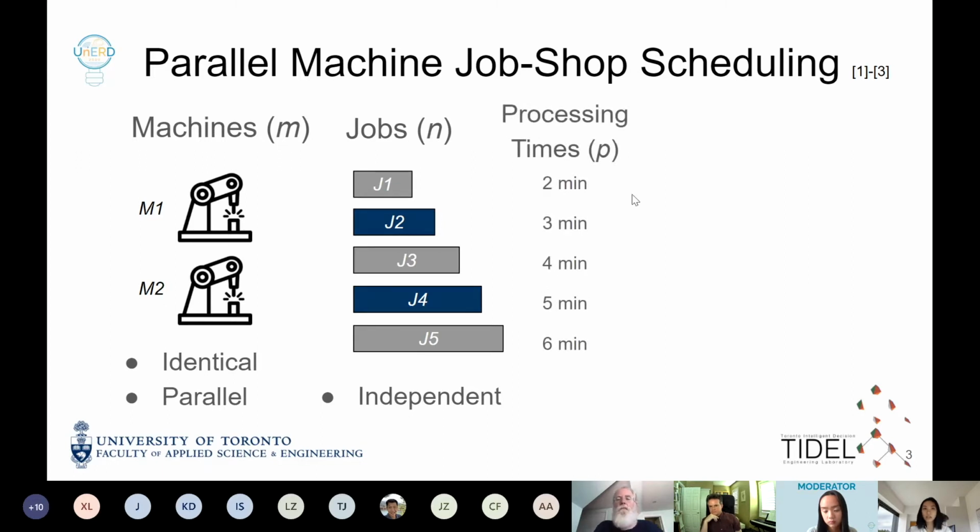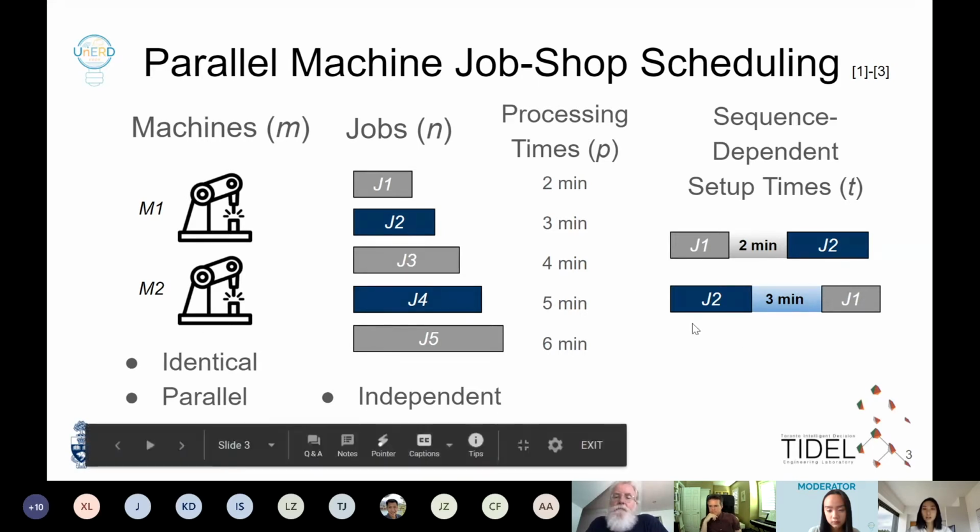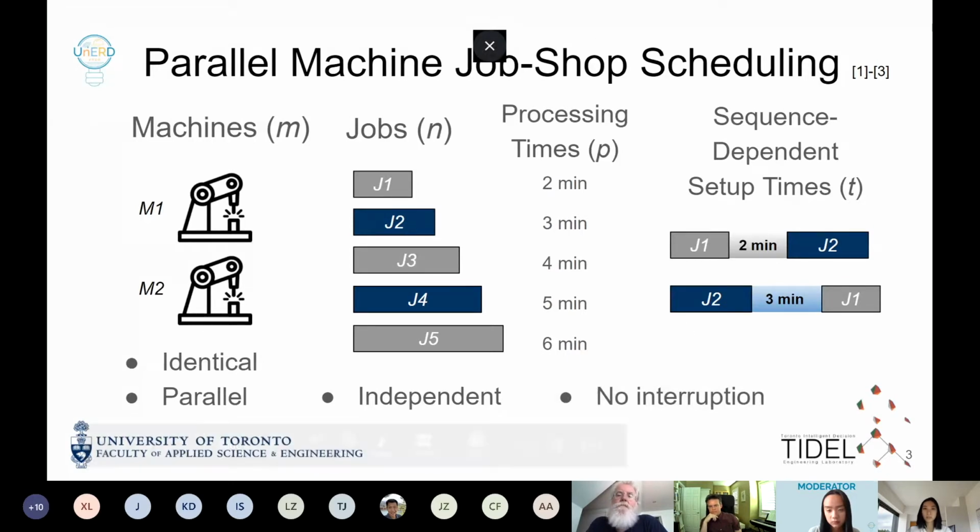We also consider a sequence-dependent setup time characteristic, which means after each job is completed, the machine needs to take additional time to prepare for and transition to the next job. And the setup time is dependent on the order of the two jobs, as shown in my example. Finally, there can be no interruptions during the processing time or the setup time.